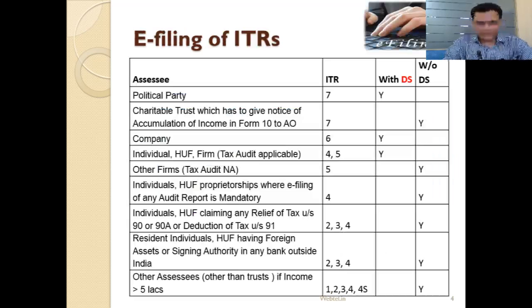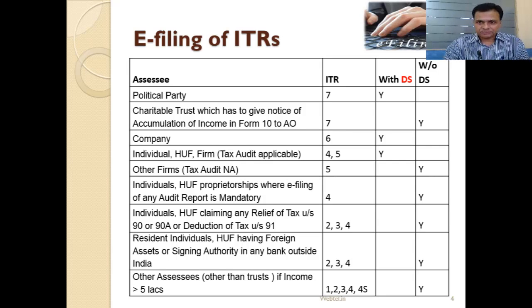E-filing of ITRs. Obviously, most of us are now filing income tax returns electronically only, but we need to see for which assessees it is mandatory. First of all, e-filing of ITRs with digital signatures. In the case of a company, an individual or HUF or a firm to whom tax audit is applicable, and also from this year a political party. All these have to file income tax returns in the respective forms using digital signature electronically.